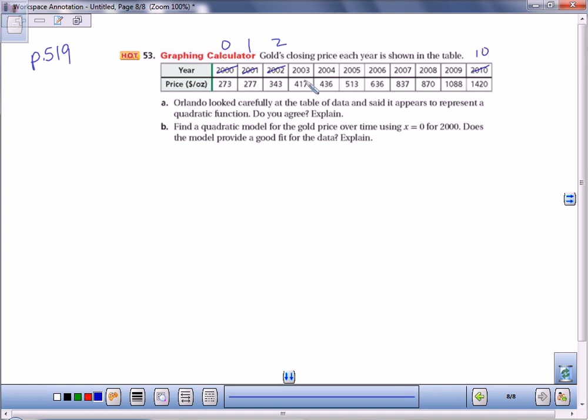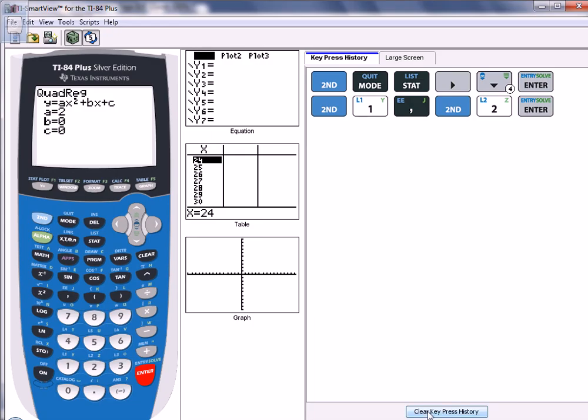And then we would enter our price of gold. Now, our year is our independent variable. So they gave us our independent variable in the correct order, what we're used to, independent over dependent. So this is our x, this is our y. So let's go ahead and pull those calculators back out.